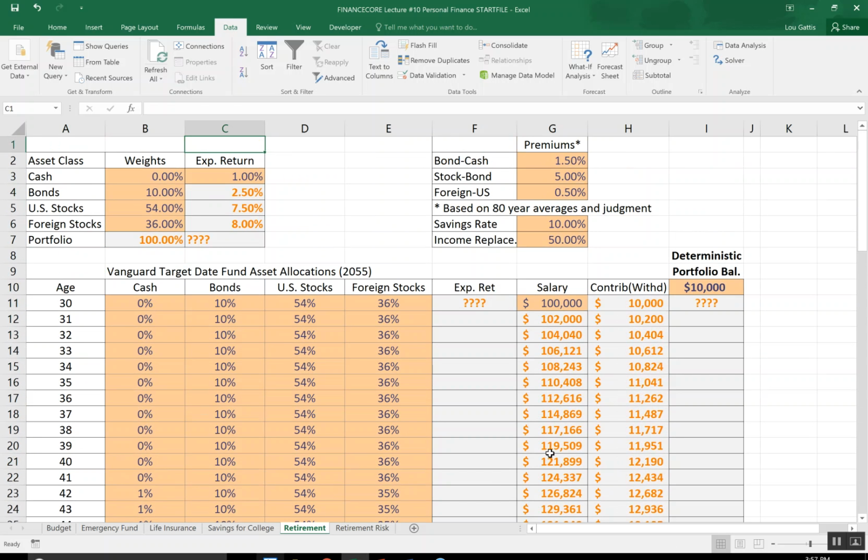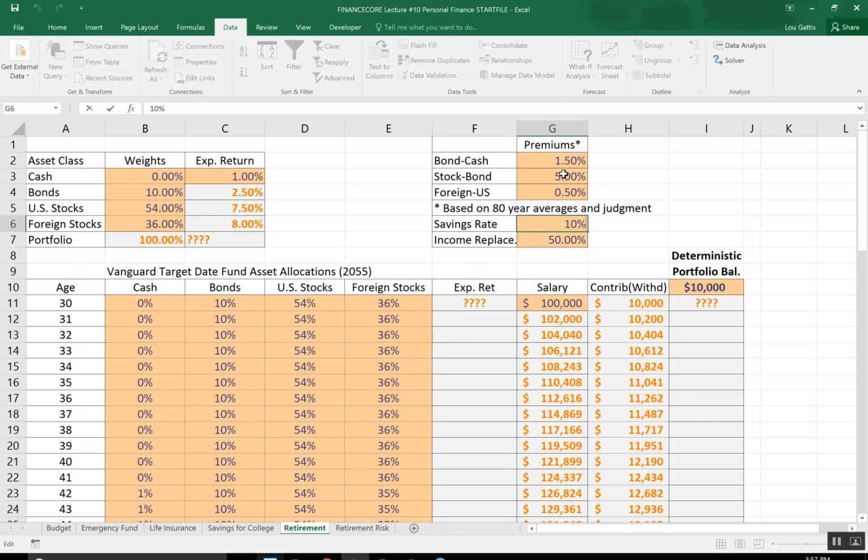So let's talk about this portfolio. This portfolio has expected returns of cash, bonds, U.S. stocks, and foreign stocks, and I just used my best guesses that I have today. I assume that the money market fund or cash is going to have a return of 1%. I'm assuming bonds historically have been about 1.5% above cash, so I'm going to use 2.5. Stocks have been about 5% above bonds, so I'm going to use 7.5. And I'm going to just make an assumption that foreign stocks, say the rest of the world stocks excluding U.S., will be an extra 0.5% above that.